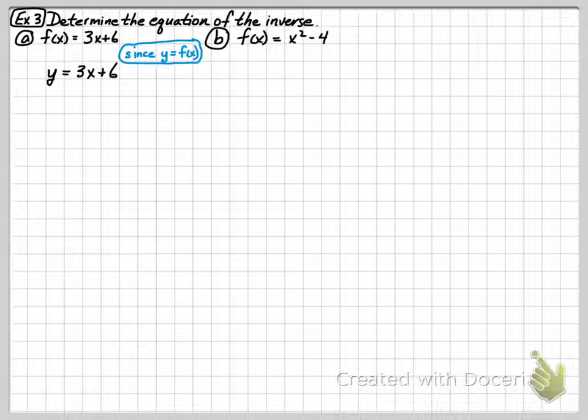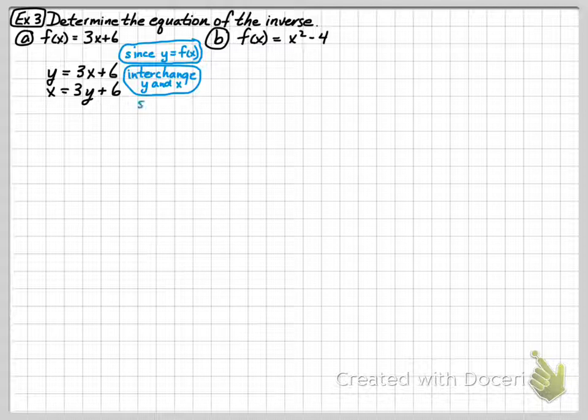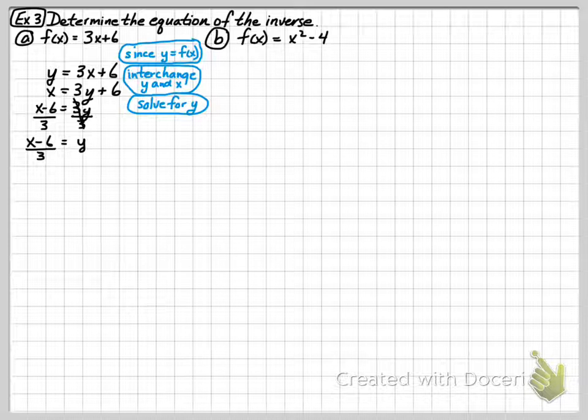Now, second part is we're going to interchange x and y. So that means our graph is going to be written as x is equal to 3y plus 6. Now what we're going to do is solve for y again, isolate the y. I'm going to do that by, first of all, subtracting 6 from both sides. And then I can divide both sides by 3, and I'm left with y equals x minus 6 divided by 3.